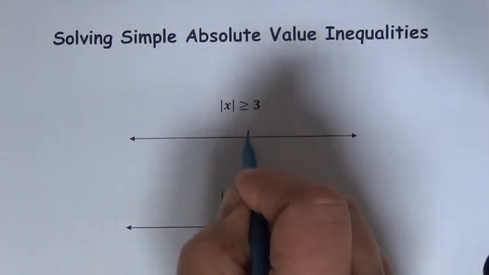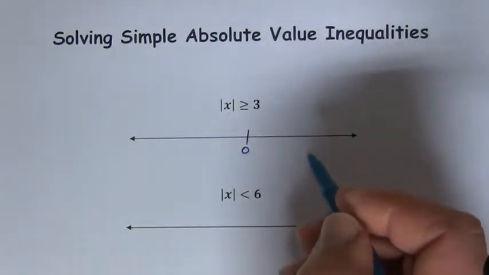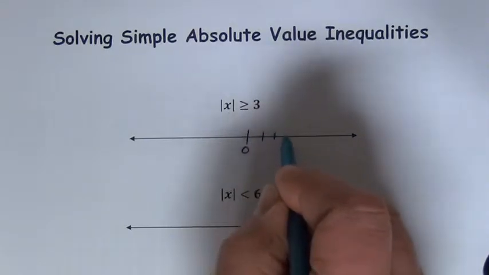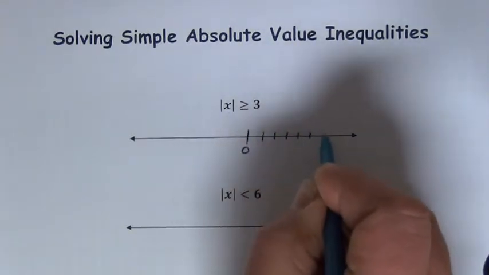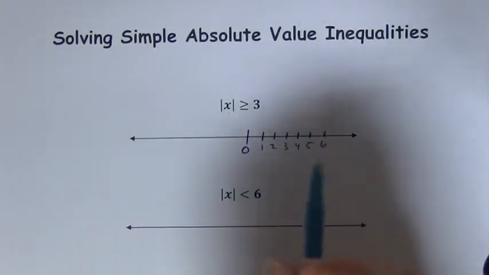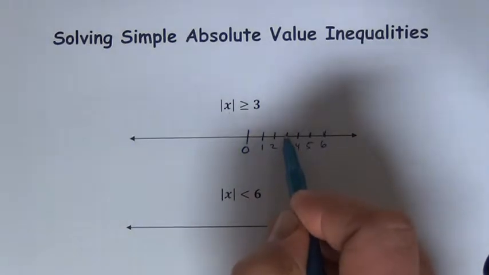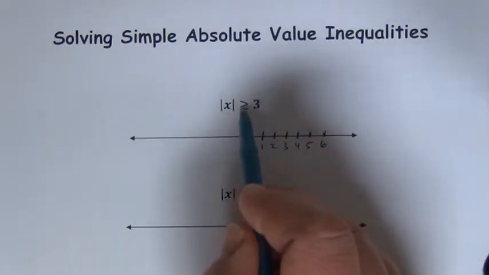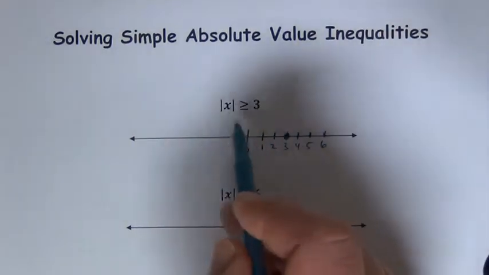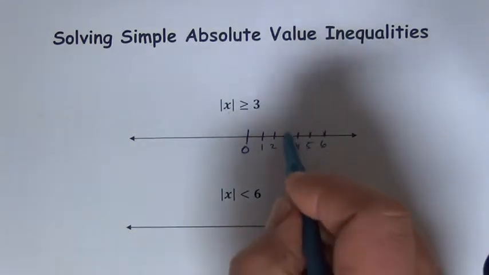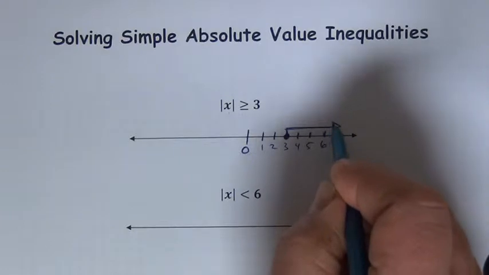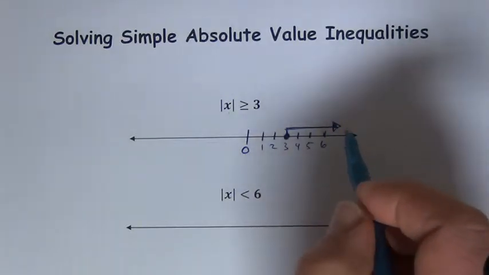So there's lots of numbers that are more than 3 units away from 0 on a number line. So I'm going to find my 0 on my number line and make a scale here: 1, 2, 3, 4, 5, 6. Well, if I come out to 3, that is exactly 3 units away from 0. And I said greater than or equal to, so I know that that actual number satisfies this condition up here. And then all these numbers over here actually are greater than 3 units away from 0 on the number line.